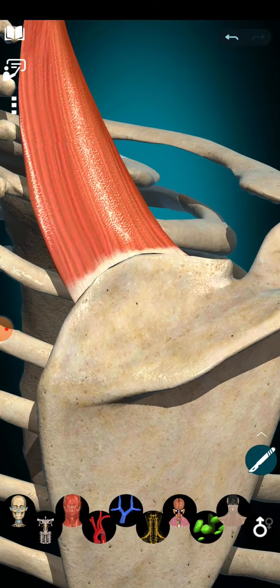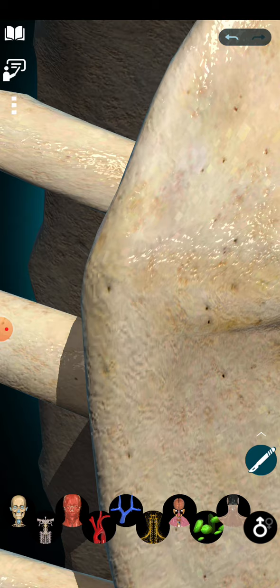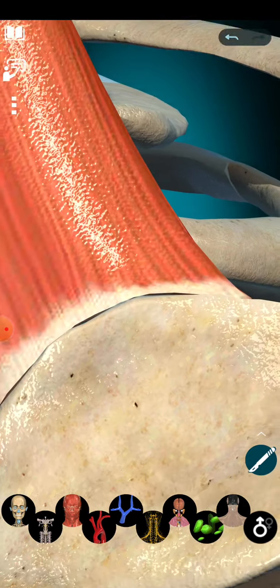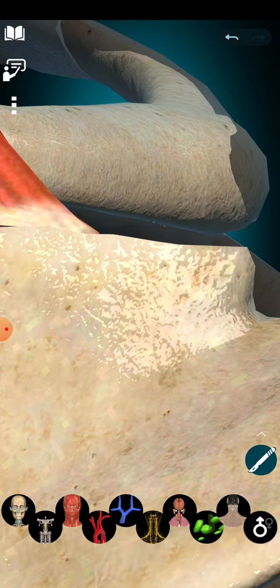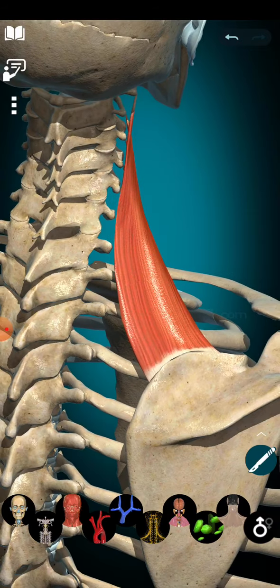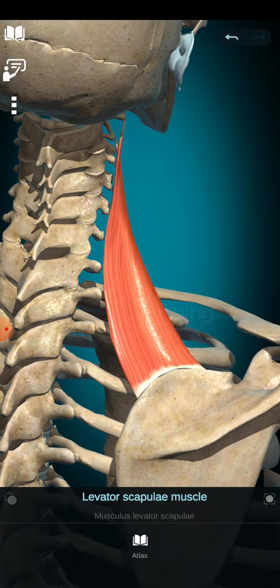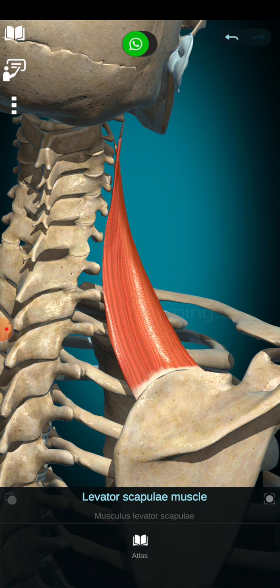So between the superior angle and the base of the spine, here, the superior angle of the scapula, between these two is where this muscle, the levator scapulae, inserts. So I hope that one has been okay. So that is our levator scapulae.